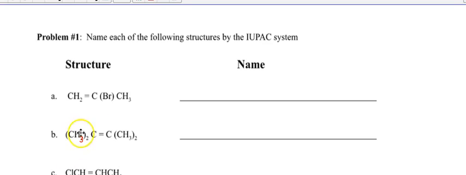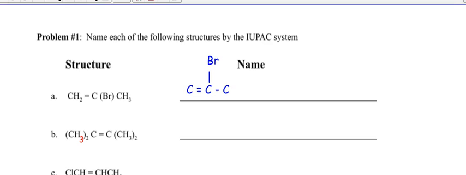And notice there's a typo for letter B. It should be CH3, not CH2. Otherwise, you can't really do it. All right, so go ahead and pause this, and when you're ready, come back and see what you did. So please do that. Practice makes perfect.